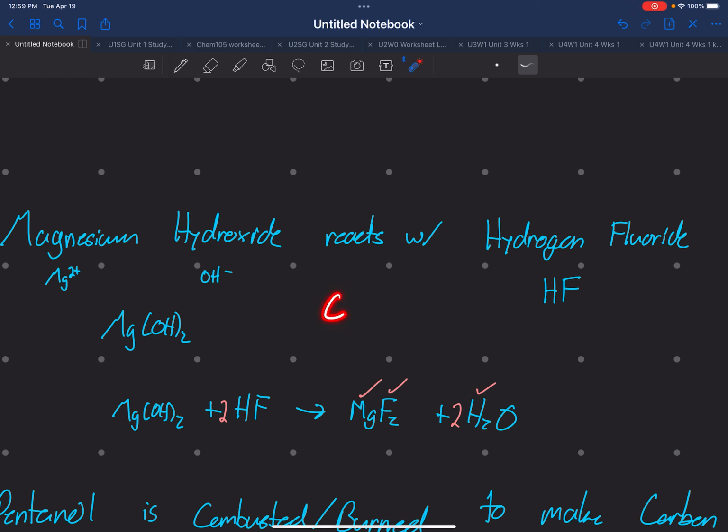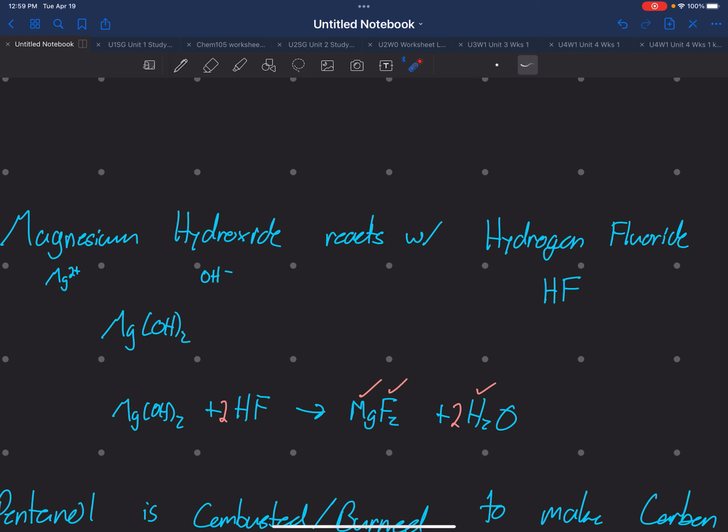Are there any C's? There's no C's. Are there H's? Yeah, so let's count. There's 2 here plus 2 here, so a total of 4 on this side. And here, we just had the H2 originally, so there's only 2 on this side. So 4 versus 2, we put this 2 coefficient here. Now we have 4 hydrogens and 4 hydrogens. All right, so hydrogen's done.